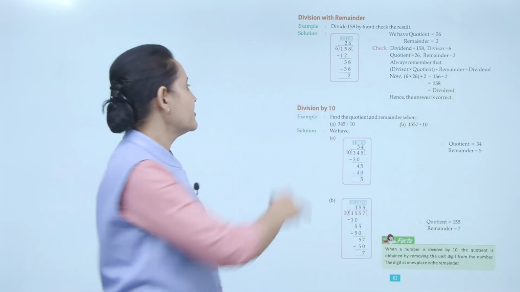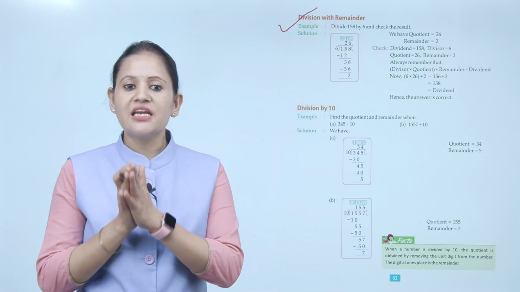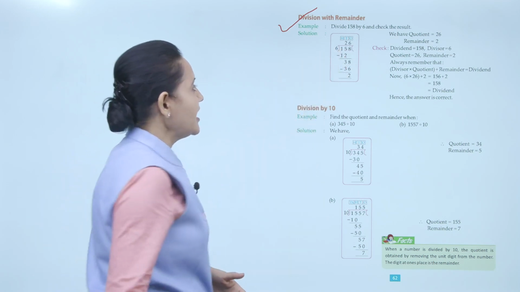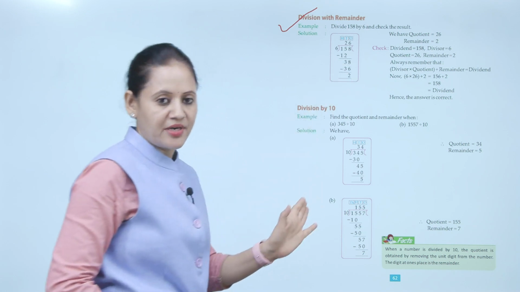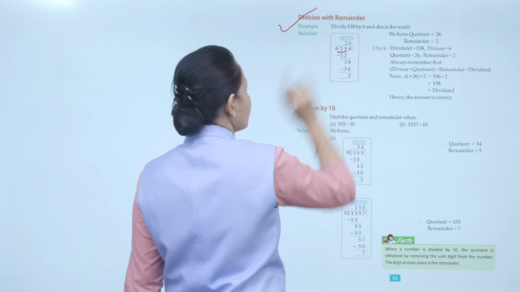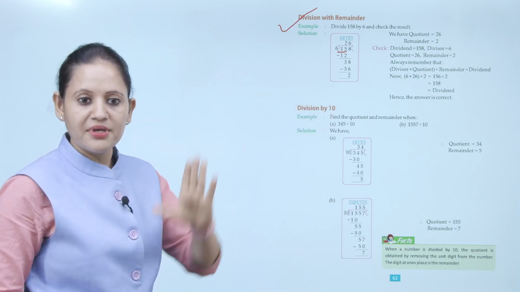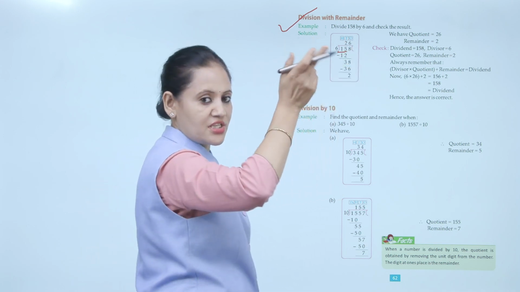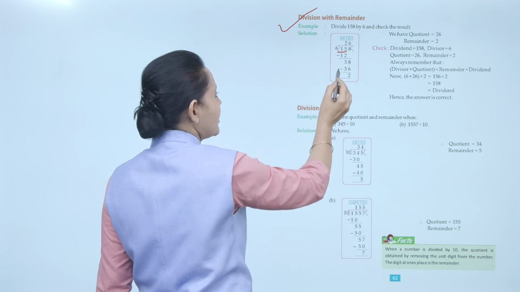Division with remainder. Divide 158 by 6 and check your result. 158 को हमें 6 से divide करना है. So first digit is 1. 1 cannot be divided by 6 because it is less than 6. So we'll take two numbers together, 15. Now we'll call 6's table till we get 15 or the number just less than 15. So 6 2s are 12. 6 3s are 18 हो जाता है, which is more than 15. So we'll write 12 here, subtract करेंगे, we'll get 3.